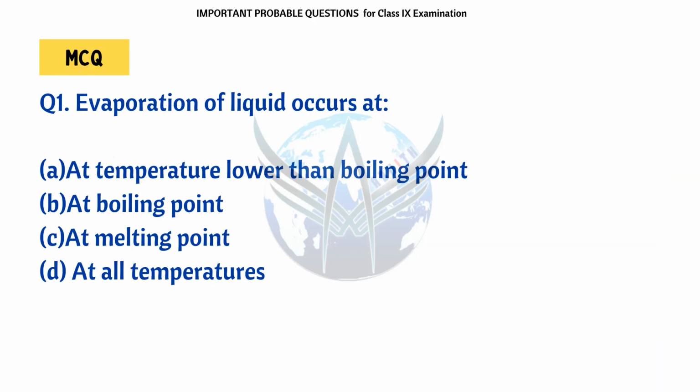Question number 1 is: evaporation of liquid occurs at, with four options given. So this is an MCQ question. Evaporation of liquid occurs at a temperature lower than boiling point. Evaporation happens at a temperature below the boiling point. If it happens at the boiling point, then we call it boiling or vaporization, but since it is below, we call it evaporation.